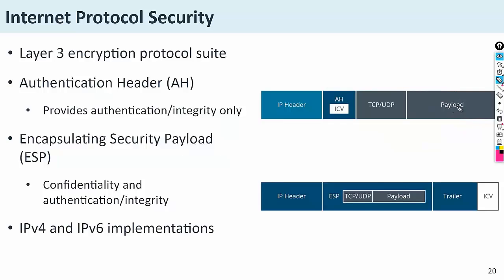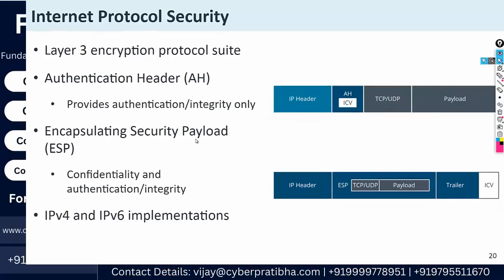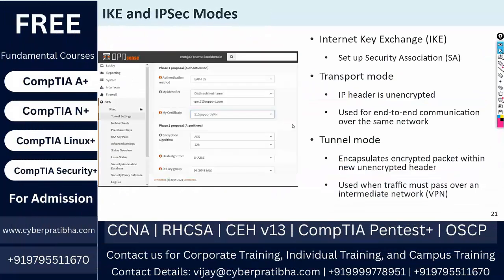Now the data is completely protected. Nobody can read the data when it is in transit over the network. This type of security can be implemented in IPv4 as well as IPv6, meaning both versions of IP can use IPSec. There are two types of mode.